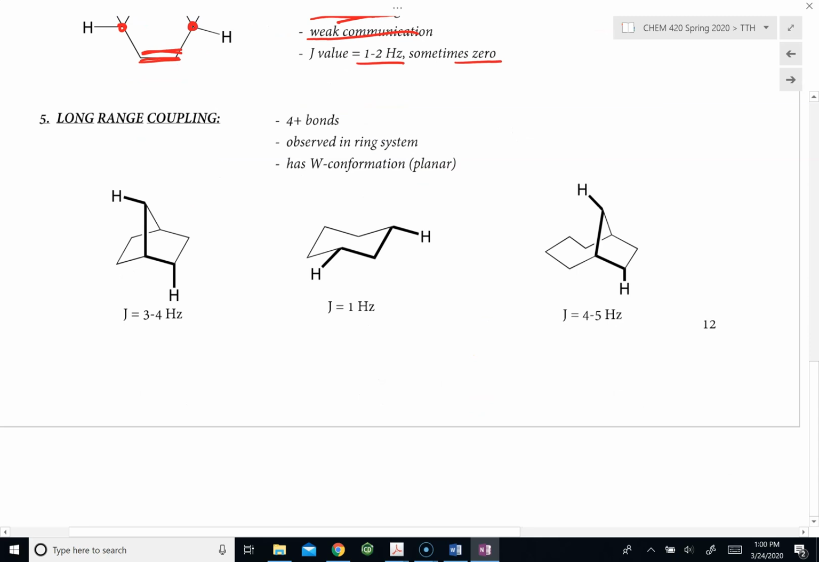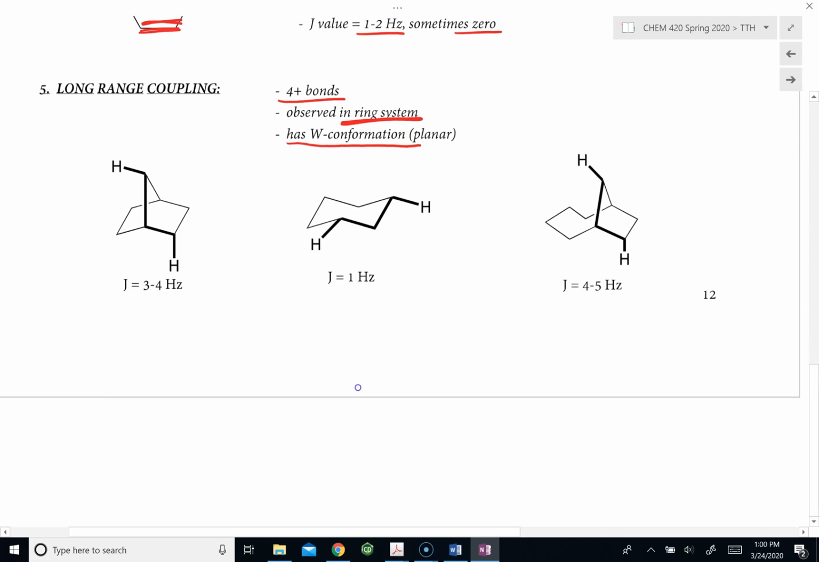And the last type of coupling that we will discuss is called the long-range coupling. This is whenever we have hydrogen signals that are 4+ bonds away from each other. And normally we would observe this in a ring system, a functional group with a ring in it. And a lot of the time they have a W conformation to them.